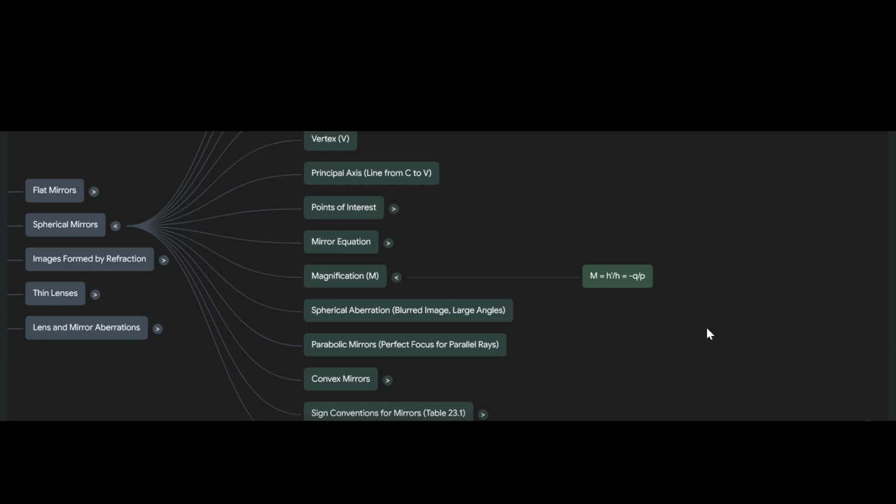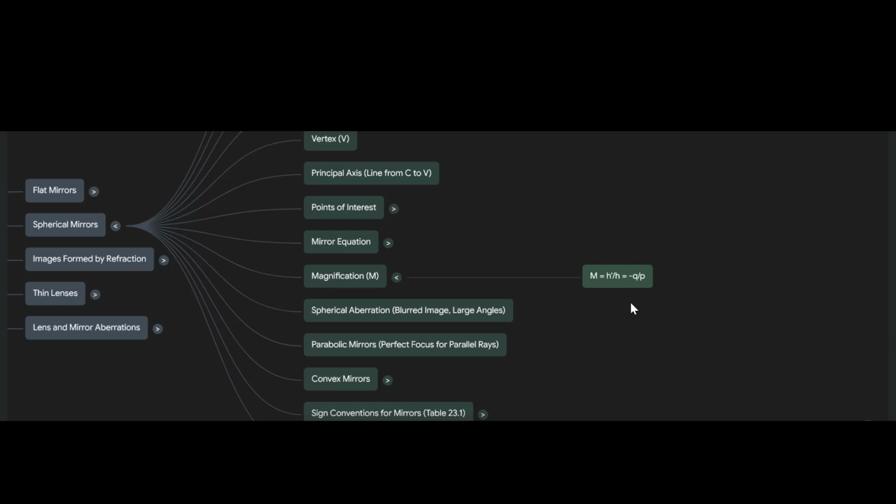The minus sign is important. It tells us about the image orientation. If M comes out negative, the image is inverted, upside down compared to the object. Inverted? Whoa. So unlike a flat mirror, a concave mirror could actually show me upside down. Absolutely. Depending on how close or far the object is from the mirror relative to C and F, you can get images that are real or virtual, upright or inverted, magnified or smaller. Lots of possibilities. Definitely. We need rules, sign conventions to keep track.